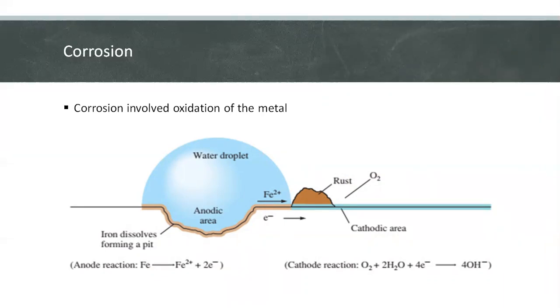Gold, with a positive standard reduction potential of 1.5 volts, significantly larger than that of oxygen, which is 1.23 volts, shows no appreciable corrosion in air.